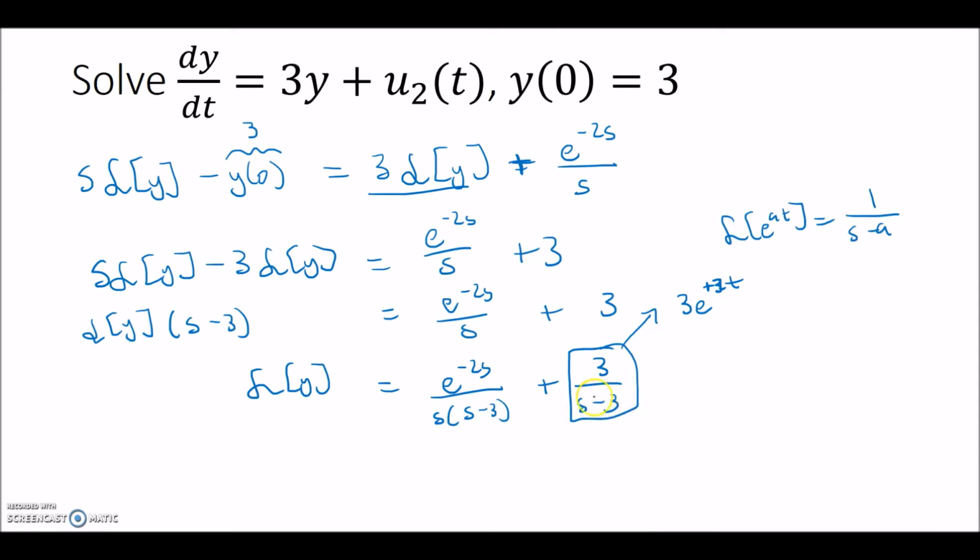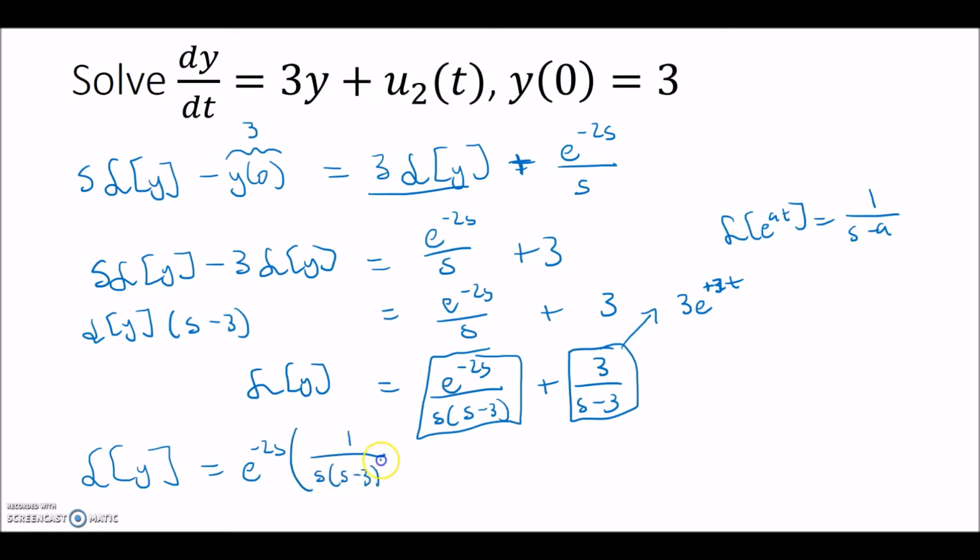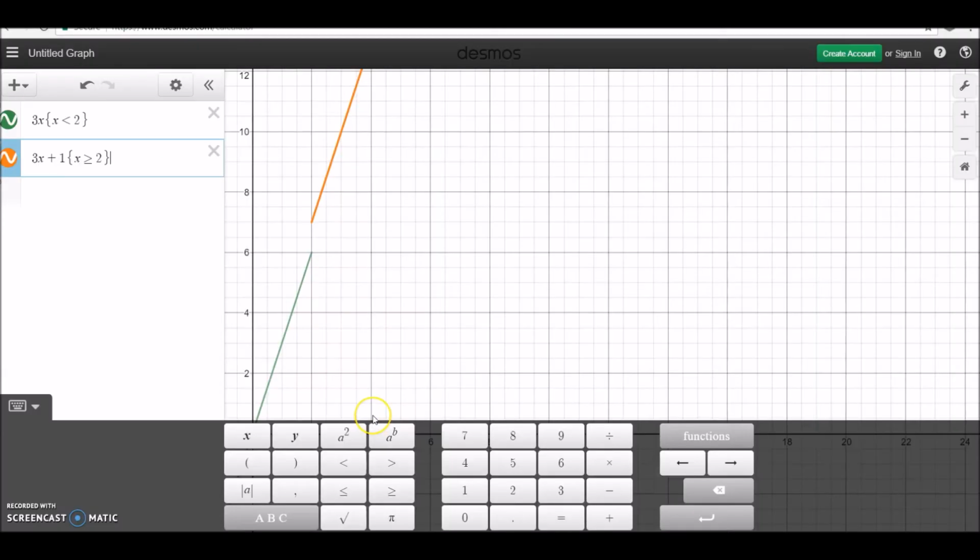The first term, however, is a little bit more complicated. If it were e to the negative 2s over s, I'd be in good shape, but it's e to the negative 2s over s times s minus 3. So I'm going to do a partial fraction decomposition here. When I feed this to technology, I'm going to write this as e to the negative 2s times 1 over s times s minus 3, because most technology will scoff at the exponential and will not be able to incorporate that into the decomposition. So we're going to trick technology a little bit, or exploit it.